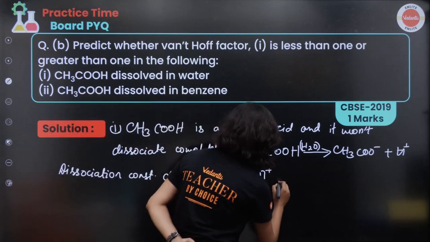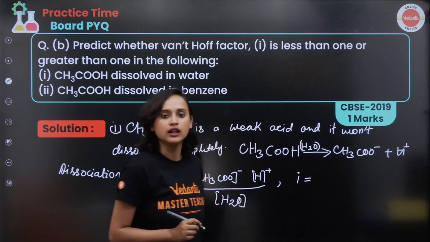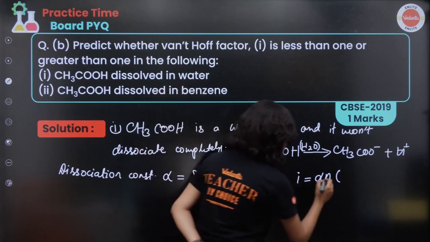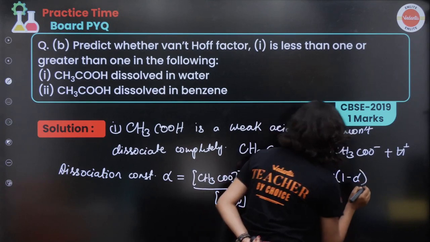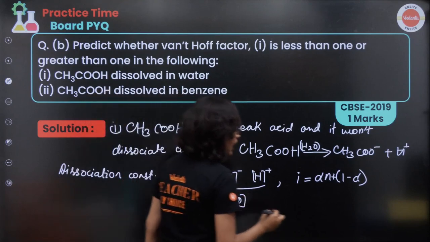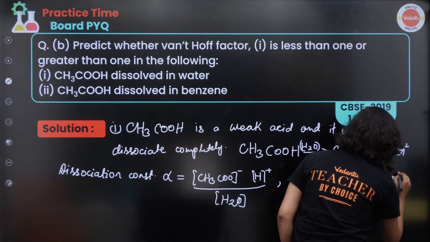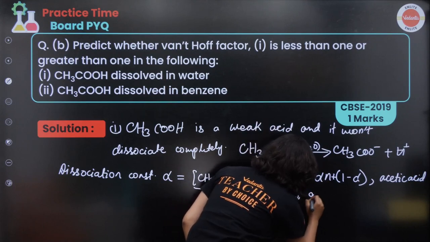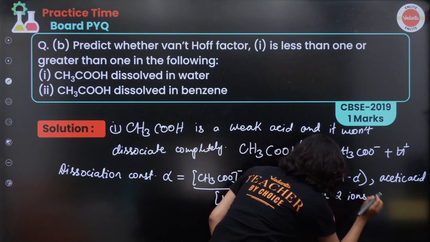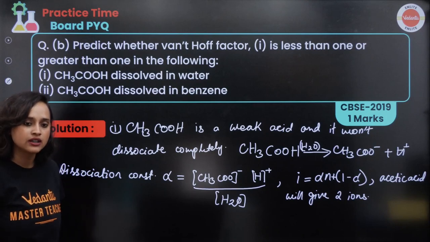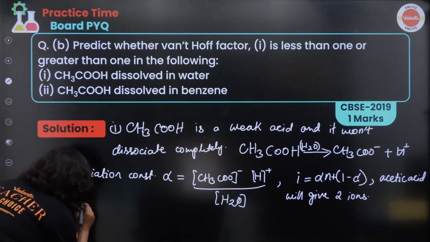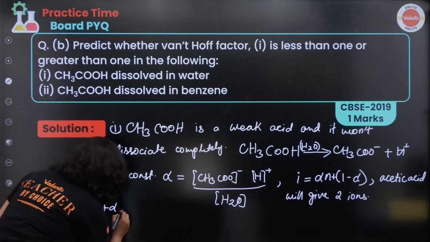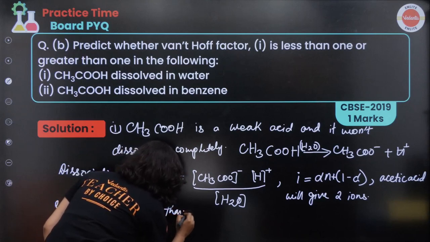Chalo, let's write it down here. i is equal to alpha n plus 1 minus alpha. Right? Yes? Now, acetic acid will give 2 ions, right? So, what will happen? i is equal to 1 plus alpha. So, i is equal to 1 plus alpha. Yes? So, that means more than 1.